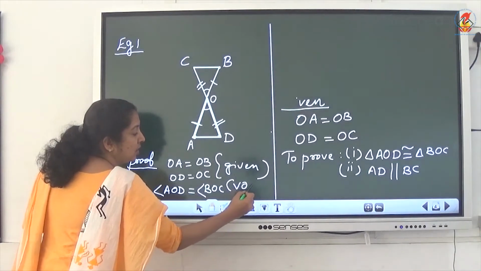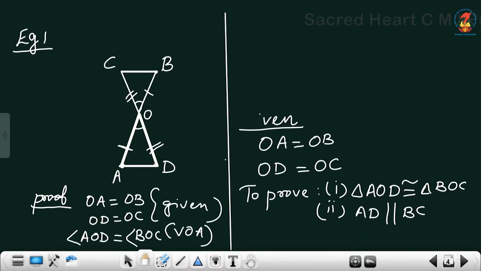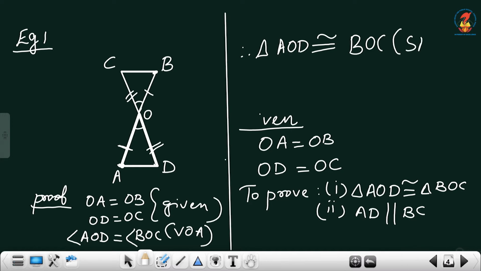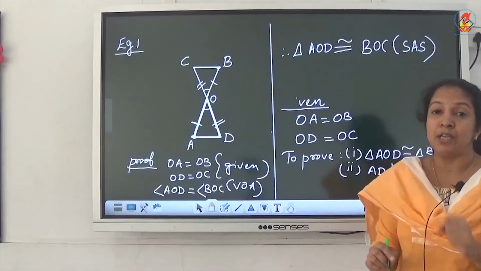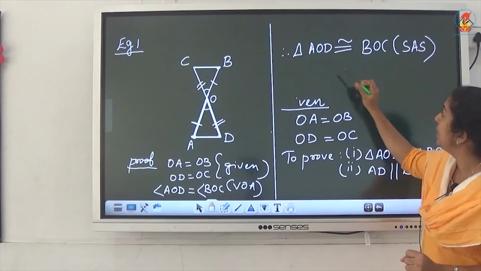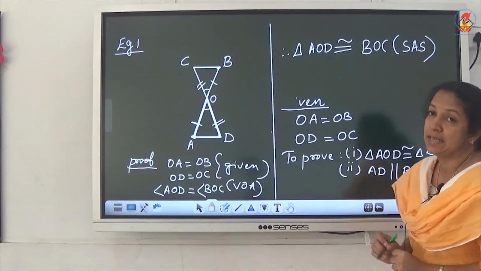You have to write vertically opposite angles. This is how the corresponding parts work. We have started from AOD, so the corresponding part of A is B because this is the side which shows one line. When you mark like this, it is easy for you. So angle AOD is equal to angle BOC, vertically opposite angles. So triangle AOD is congruent to triangle BOC using SAS criterion. When you use any of the criterions, you have to mention the name there.